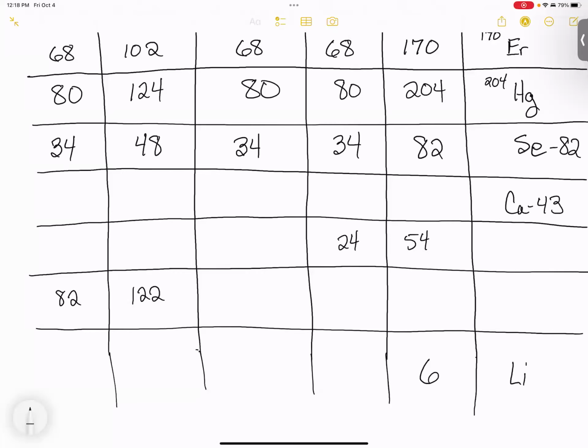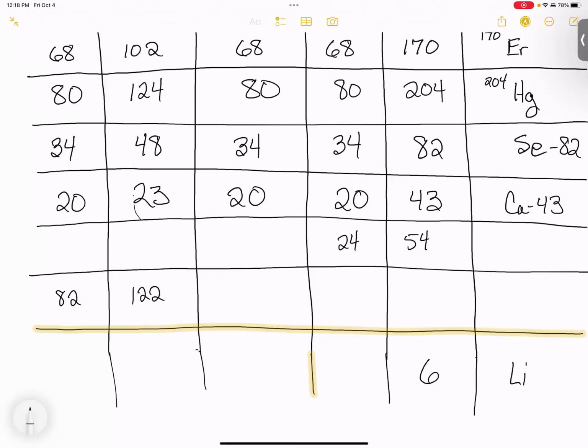Okay, let's see how it's going. Calcium 43, the first thing I look at is what is calcium? It's 20. So what does that 20 tell me? Tells me the protons are 20. It tells me the electrons are 20. And the atomic number is 20. What does the rest of that isotope symbol tell me? That the mass number is 43. So you get 23 neutrons.